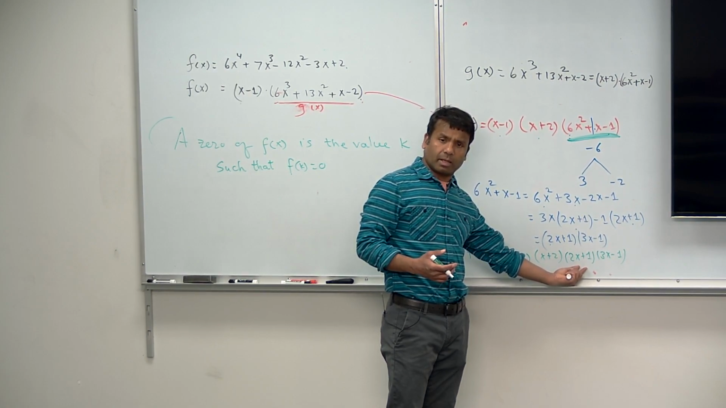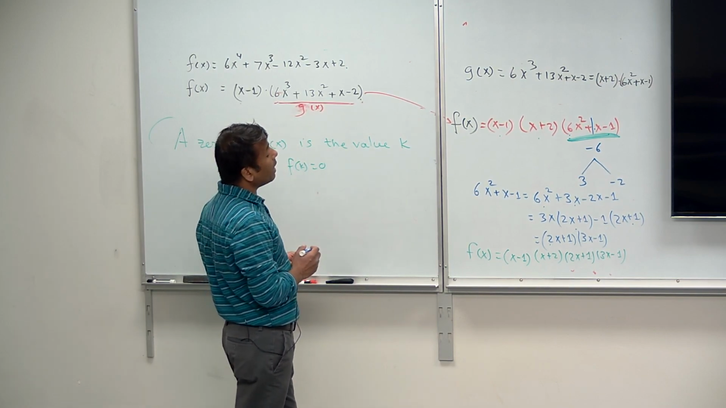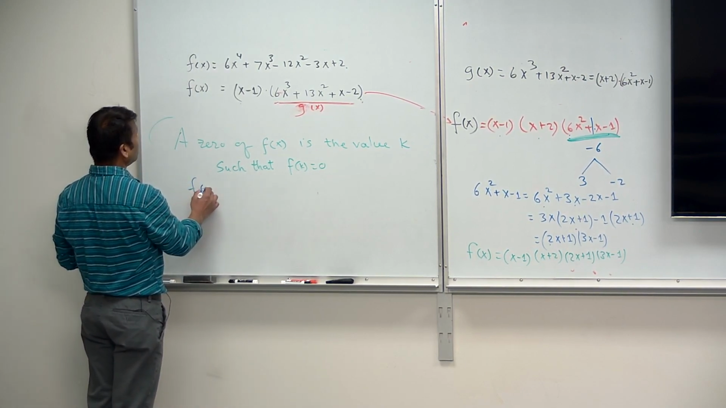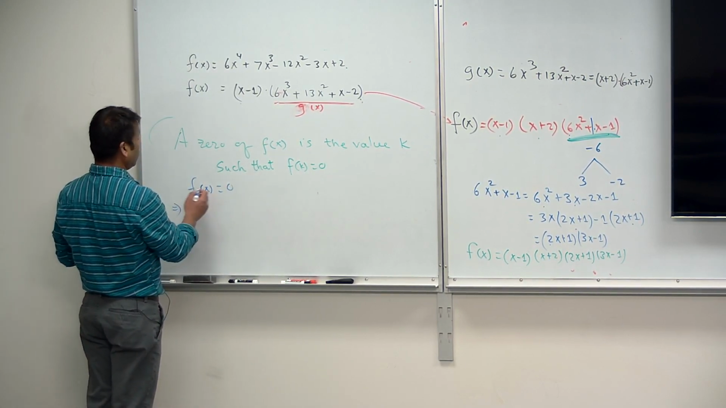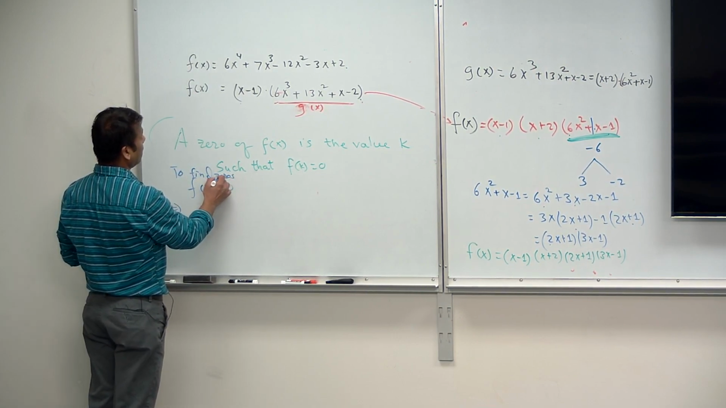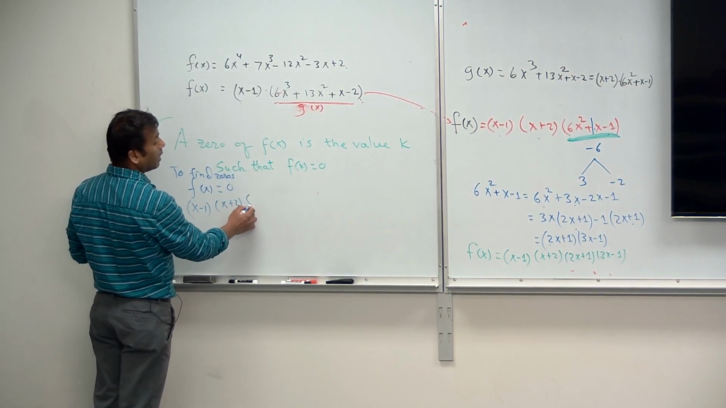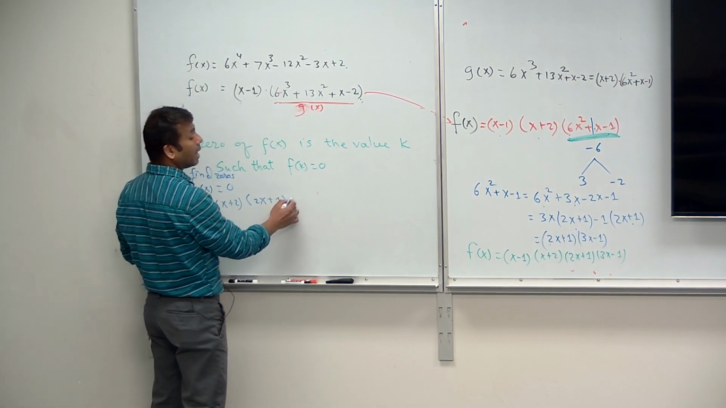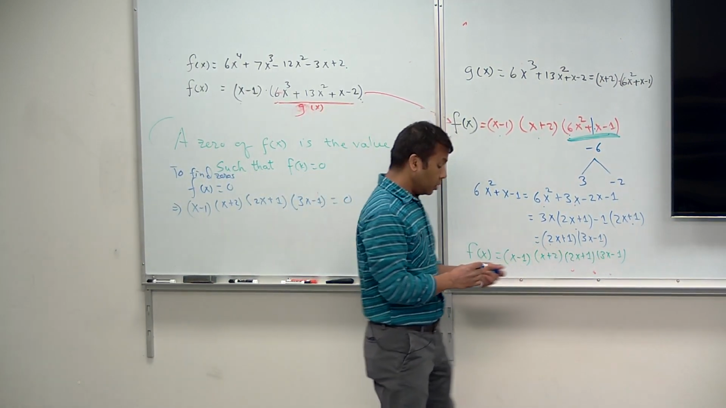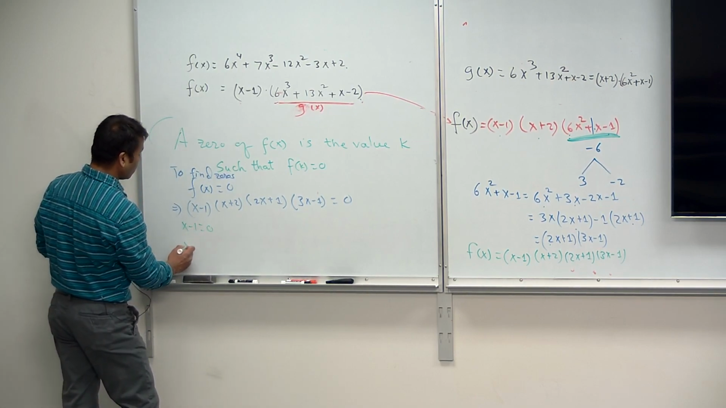Are you guys with me? Positive, negative, half. Yeah, negative 1/2. So you just put f(x) equal to 0 to find zeros. So you have (x minus 1) times (x plus 2) times (2x plus 1) times (3x minus 1) equal to 0. Now, if you set x minus 1 equal to 0, that will give you x equal to 1. So this is a zero.